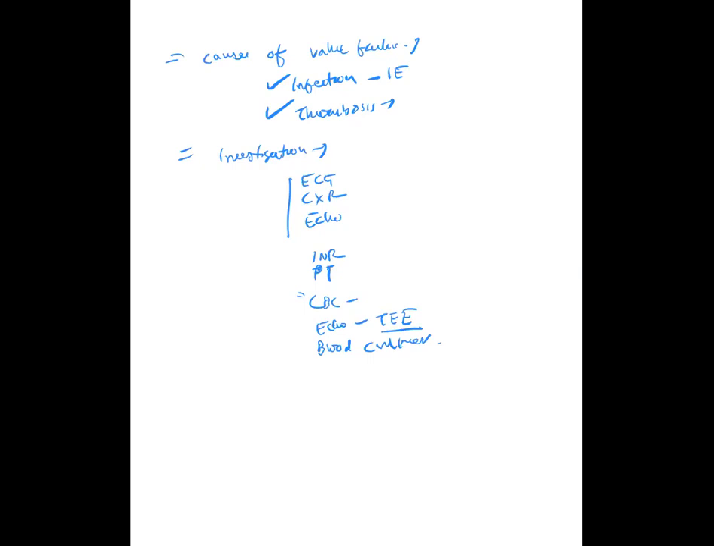Question: if before valve replacement the patient has developed the complication of pulmonary hypertension, does it come back to normal, or will it persist and give us the signs after replacement? After replacement, atrial fibrillation will persist. If there is a dilatation of the chamber, it will persist. But pulmonary hypertension, with time, it will decrease.